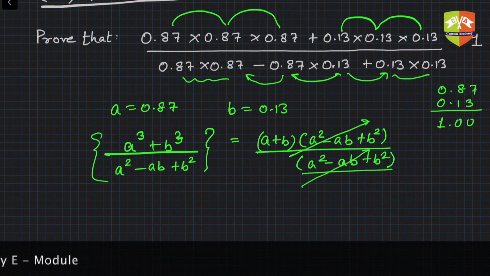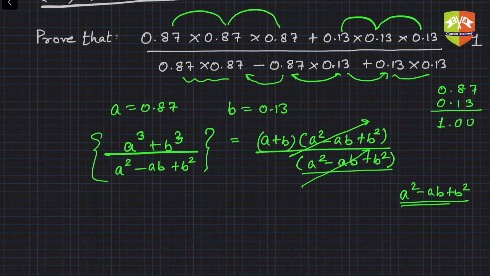Both of them cancel. So what did I say? A square minus AB plus B square should not be 0, which appears not to be 0. So if it is not equal to 0, only then you can cancel. Why? Because division by 0 is not allowed otherwise. So what do you get? Simply A plus B as the remnant, right? So A plus B, this is the final thing.